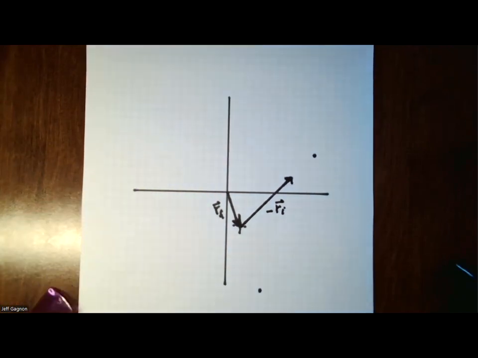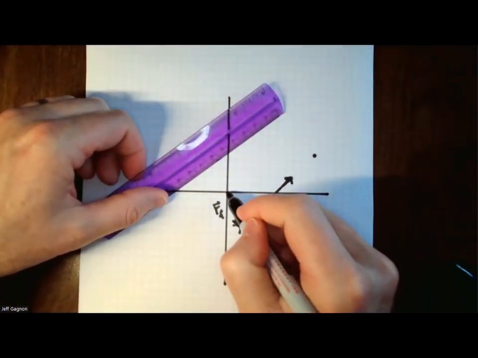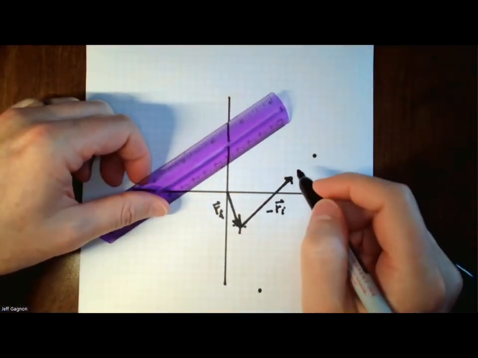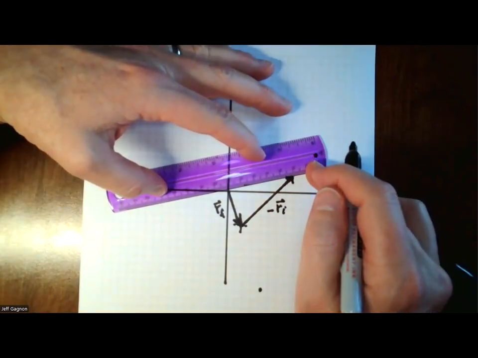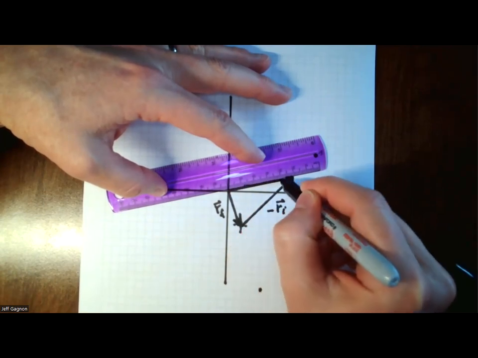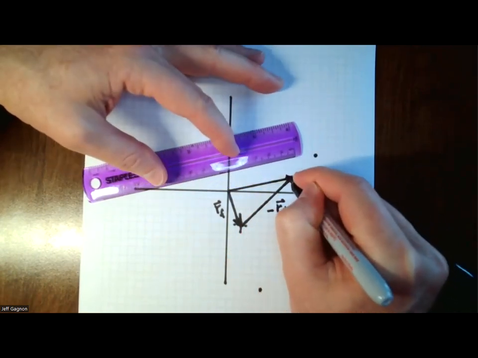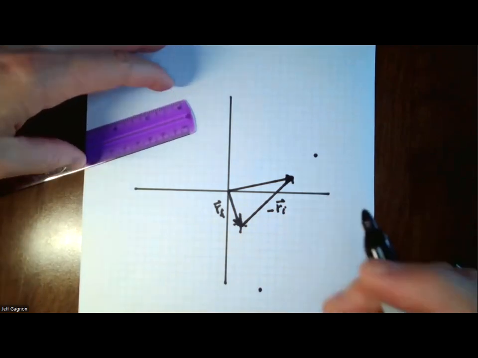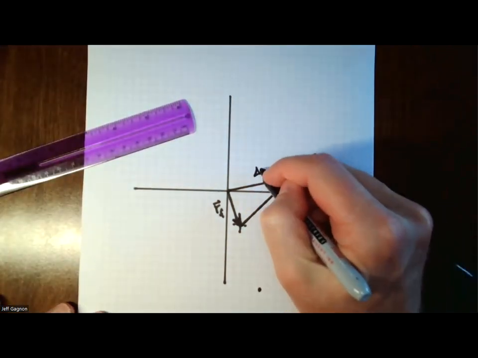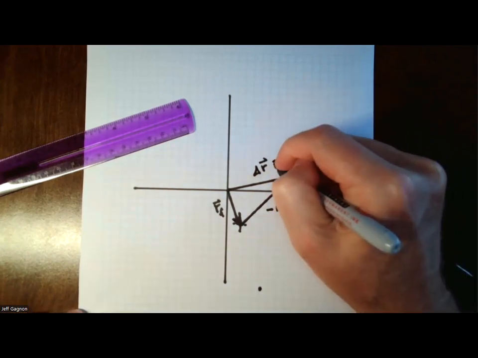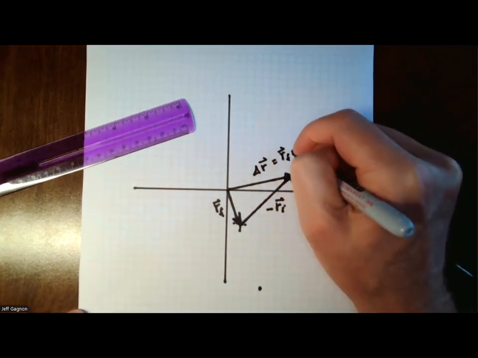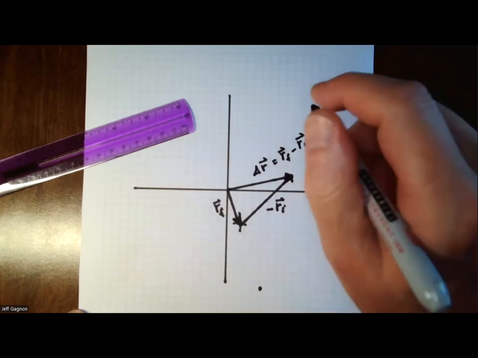Okay, and then finally, to figure out my resultant, R final minus R initial, that's going to be drawn from the tail of R final to the tip of negative R initial. So that'll look something like this. Remember to put your arrowheads there. So this is my delta R, right? That's what I was trying to find. This is actually R final minus R initial.